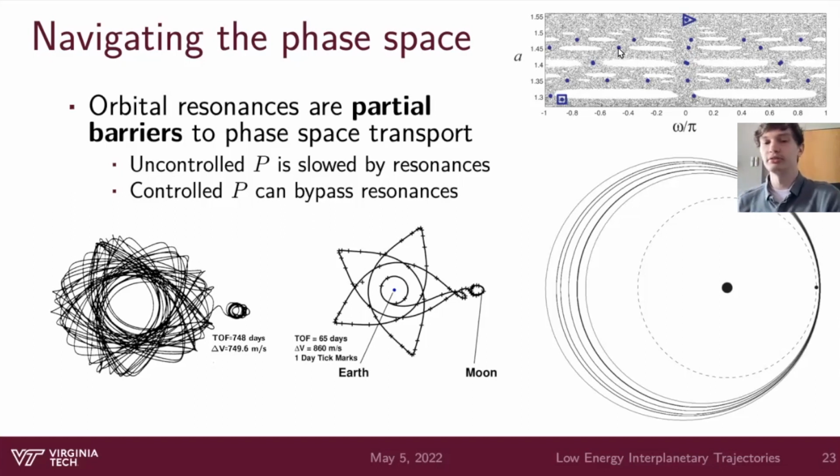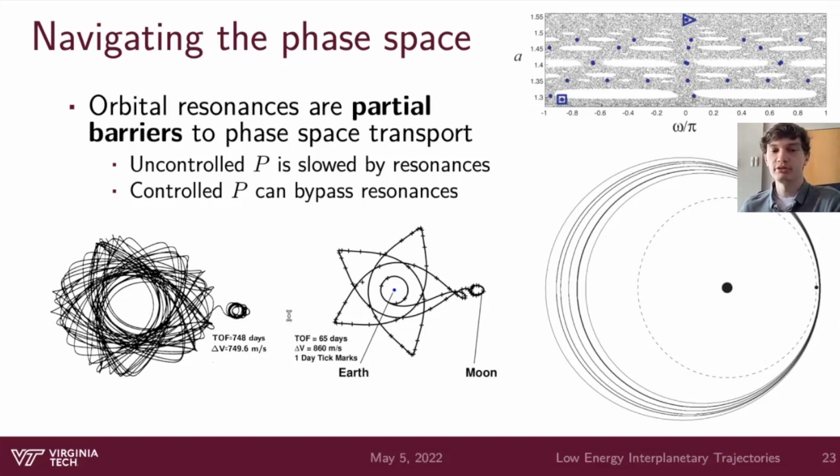And we can see that the way it does this is it has to jump in between these resonances. For this reason, we call these resonances partial barriers, because you're not allowed to just jump over a resonance. You have to shoot in between them. We can also see this in a different case that we're not considering. In the bottom left here, we have a controlled particle that's using fuel. In this case, some trajectory was found that transfers from an orbit about Earth to an orbit about the Moon, and it took a very long time.